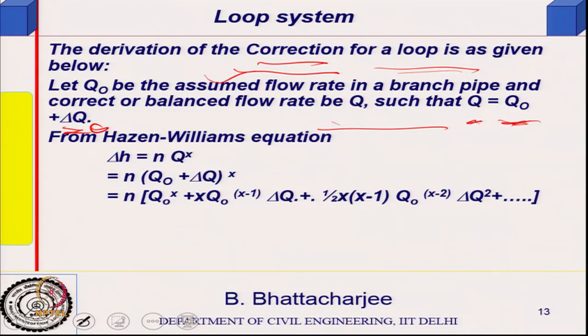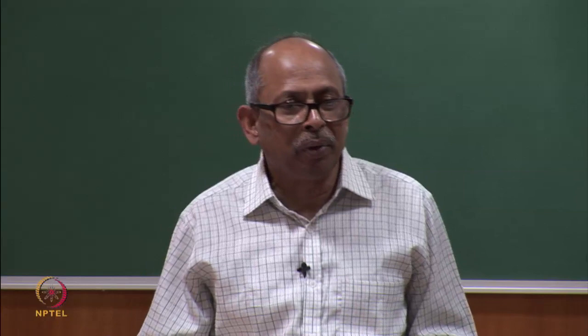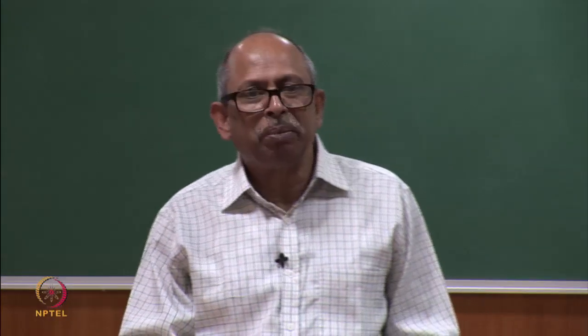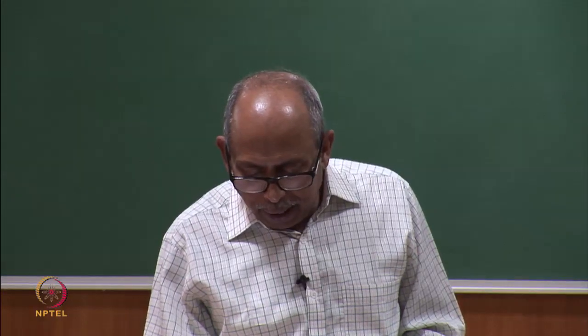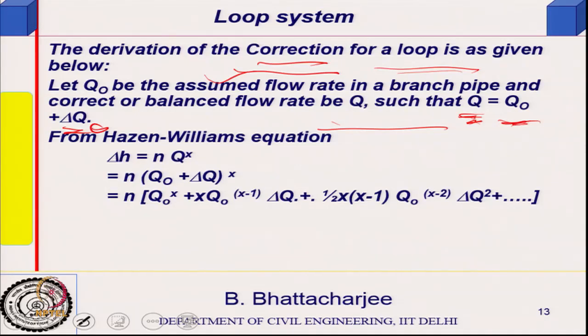Now, software might be available today to solve all this, but we must know the basic principles. So, now I apply the correction, and after that it is q. So, q 0 is the assumed flow rate in a branch pipe and the correct or balanced flow rate is q, such that q is equal to q 0 plus delta q.